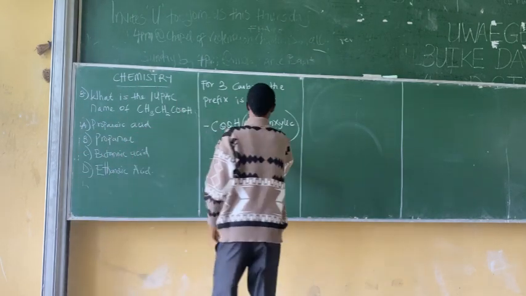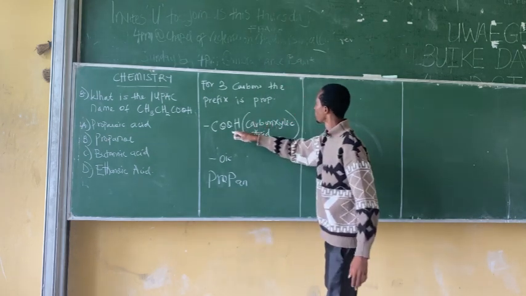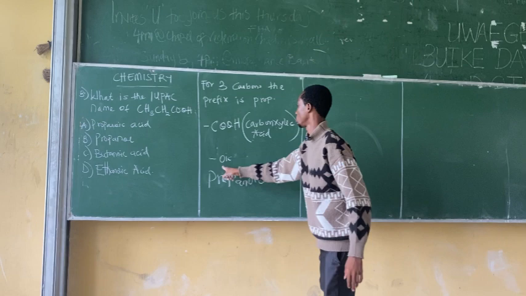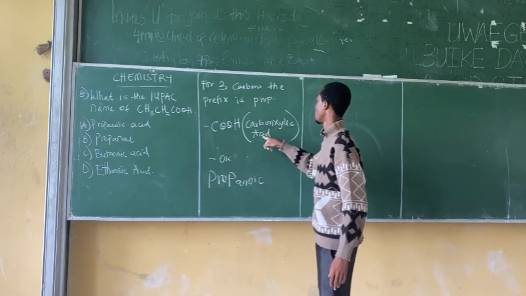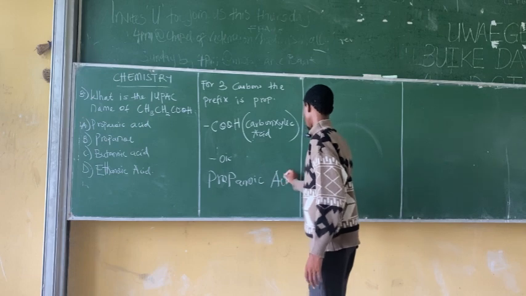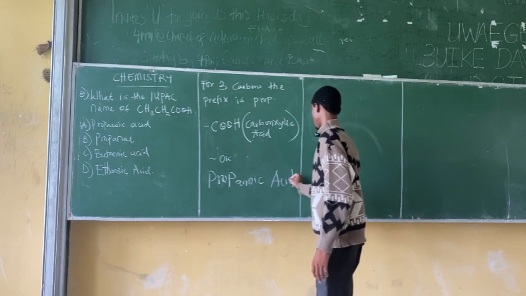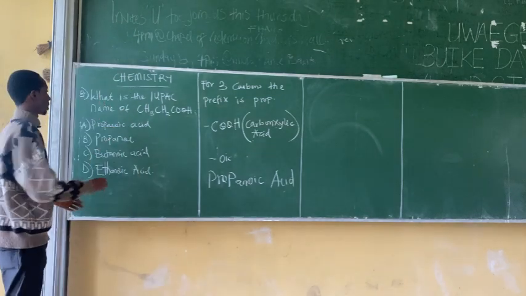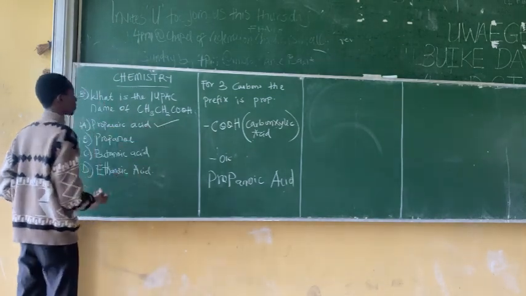Propanoic. From here, you attach the suffix, which is OIC for carboxylic acid, to have what? A propanoic acid. Now this is the correct option, propanoic acid. So you have this to be the correct answer, the propanoic acid.